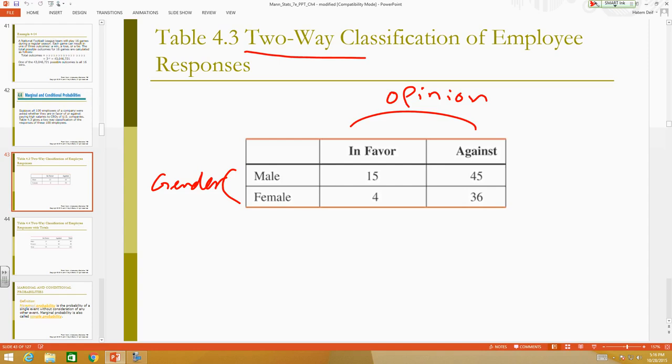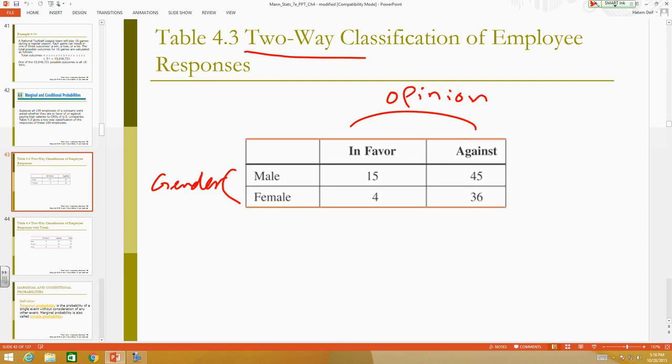so I still have a frequency distribution table. See, this 15 is a frequency. I have 15 male in favor. I have 4 female in favor. I have 45 male against. So I still have a frequency for every class or for every category, but this time it's 2 dimensions, because it's 2 different ways to classify the people.